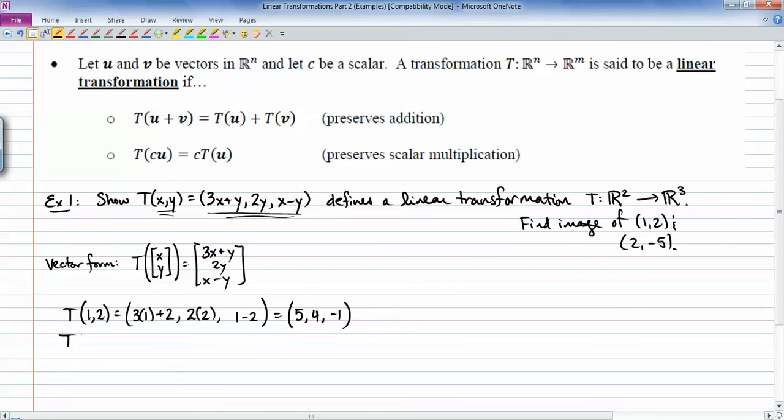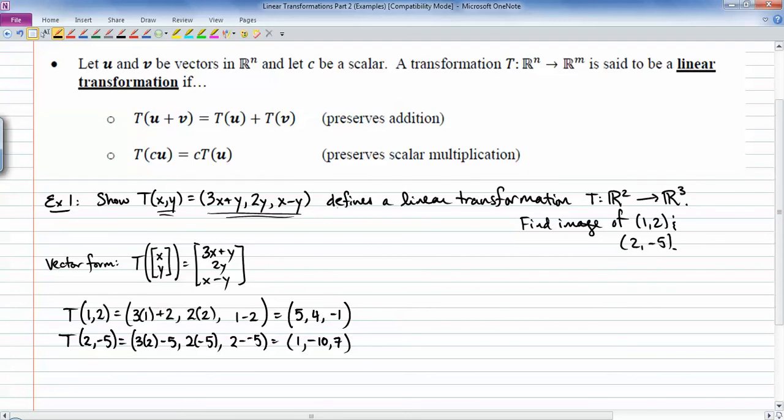Okay, and then the point (2, -5) turns into (3 times 2 minus 5, 2 times -5, and 2 minus -5). So what do we get there? 6 minus 5 is 1, -10, 7. Okay, so there are the image points. You can tell they're definitely in R3, not R2, but they're defined from stuff in R2.